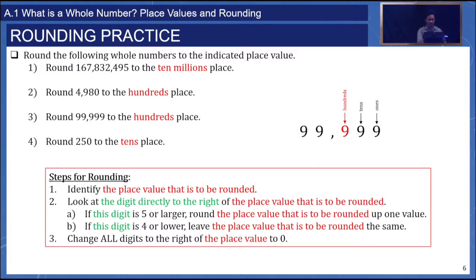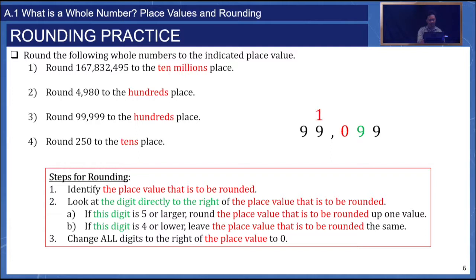So if you know that, next what you do is the same step over again. You just look to the number to the right, which is the second 9 from the left, or I'm sorry, from the right. And now what you're going to do is ask yourself, is the number 9, the one in green, 5 or larger or 4 or lower? And you would say 5 or larger. So the 9 in red would go up one value.